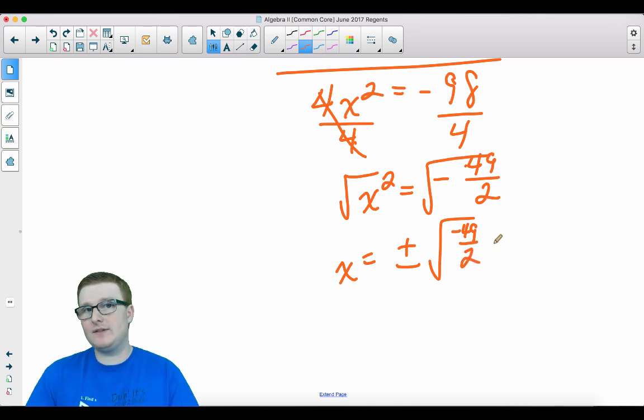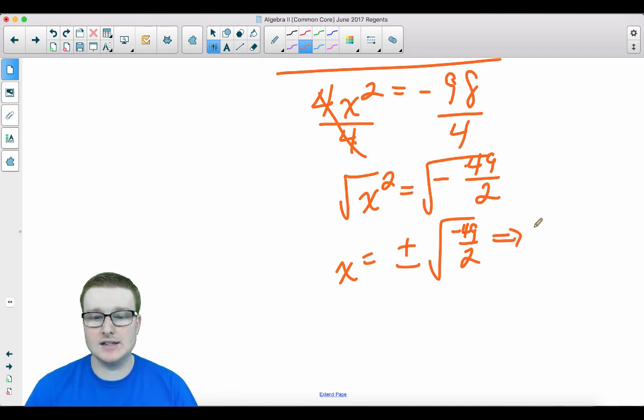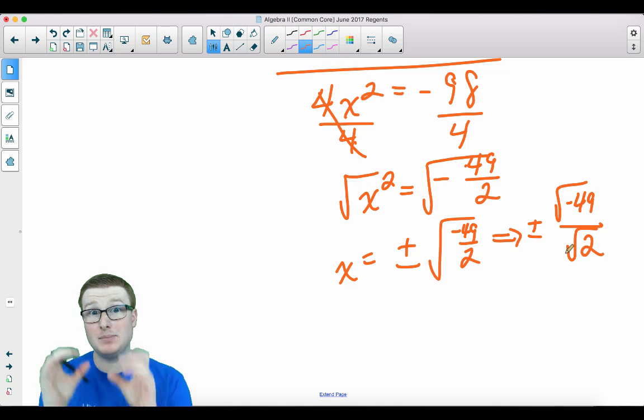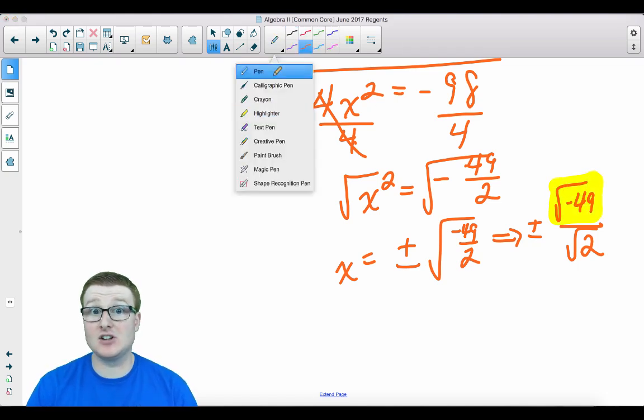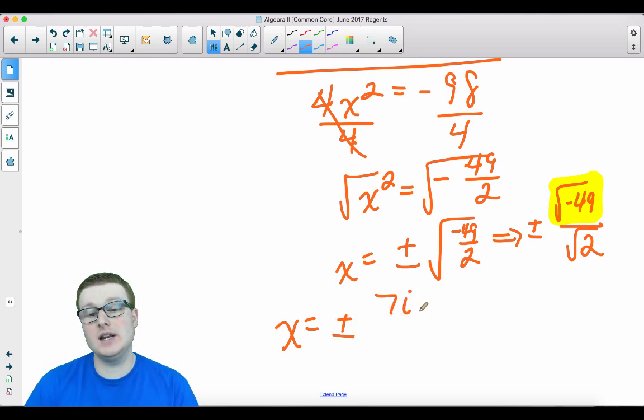Now here's how you simplify this radical, folks. The square root of negative 49 over 2 can be rewritten as plus minus the square root of negative 49 divided by the square root of 2. You could actually take that radical and apply it to both the numerator and the denominator and get it like this. Now, we know what the square root of negative 49 is. We know it's an imaginary number as well. So this is going to be x equals plus minus 7i, because the square root of 49 is 7.